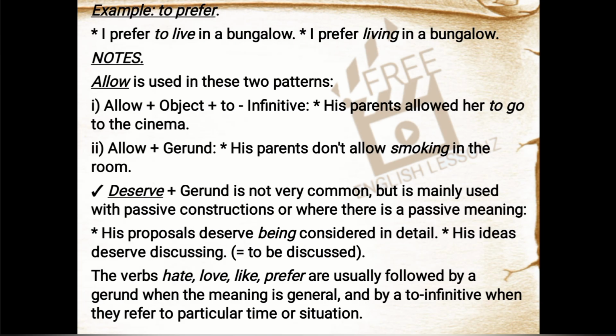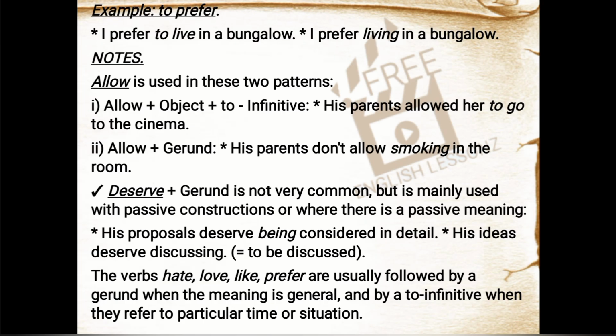Notes. Allow is used in these two patterns. 1. Allow plus object plus to infinitive: his parents allowed her to go to the cinema. 2. Allow plus gerund: his parents don't allow smoking in the room. Deserve plus gerund is not very common, but is mainly used with passive constructions or where there is a passive meaning. Examples: his proposals deserve being considered in detail. His ideas deserve discussing, equals to be discussed.